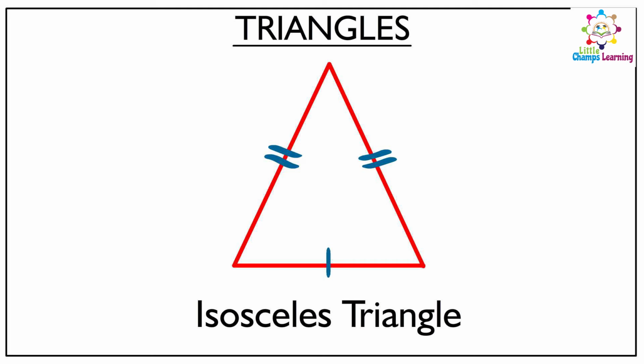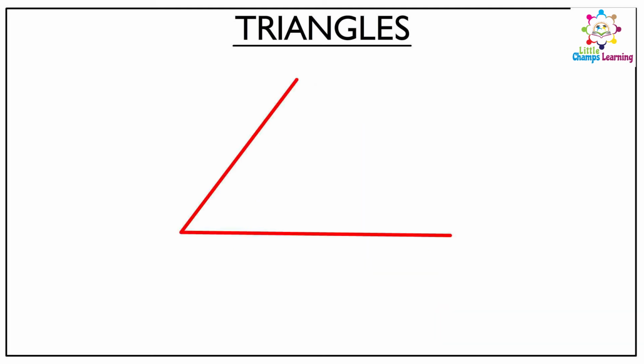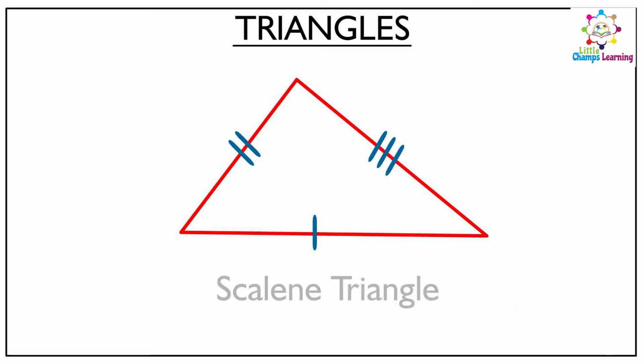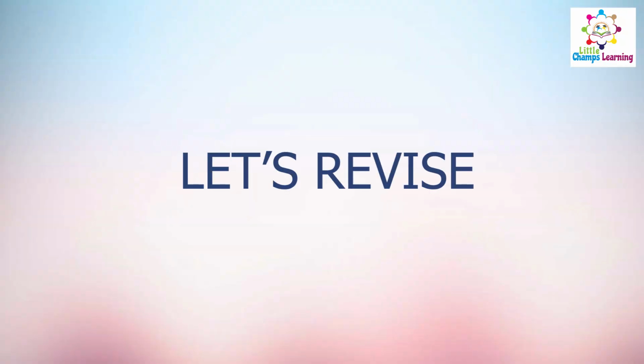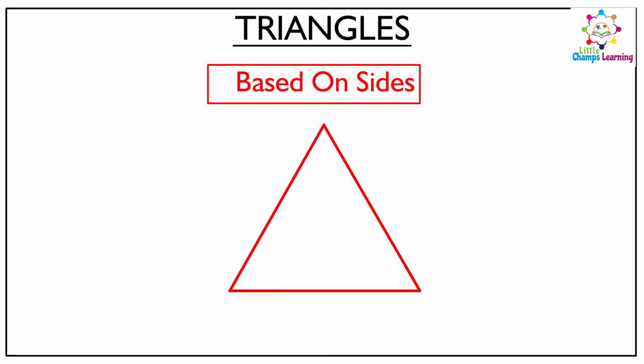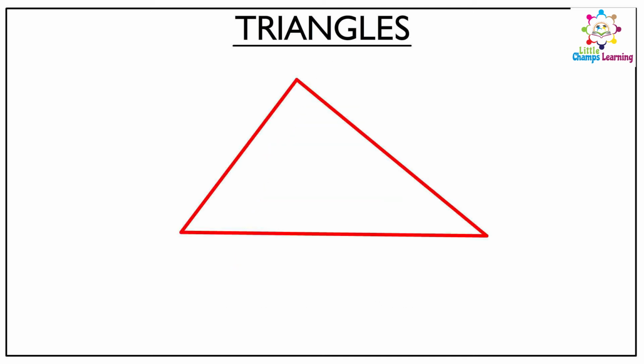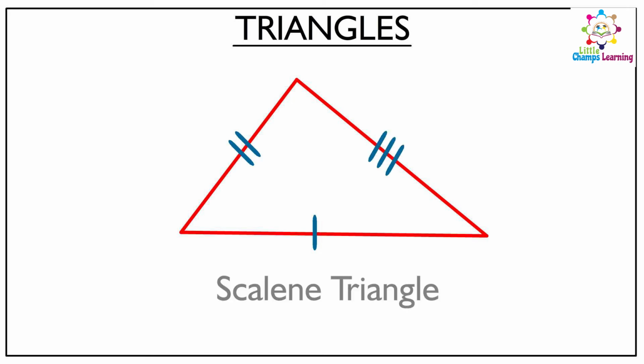If we change the position of the vertex, now we have three different sides of this triangle and the name is scalene triangle. Let's revise. Equilateral triangle has three equal sides. Isosceles triangle has two equal sides and scalene triangle has no equal sides.